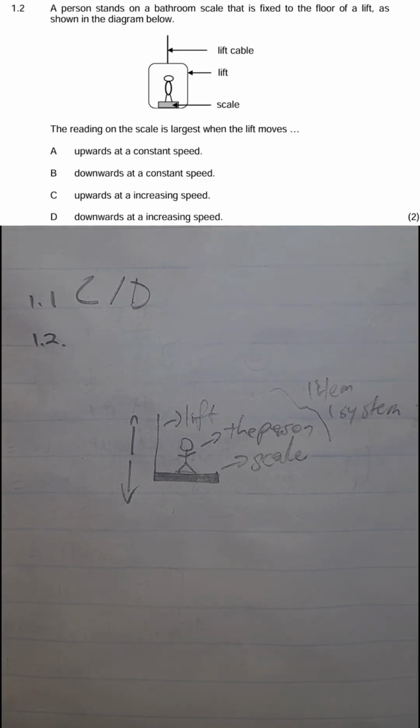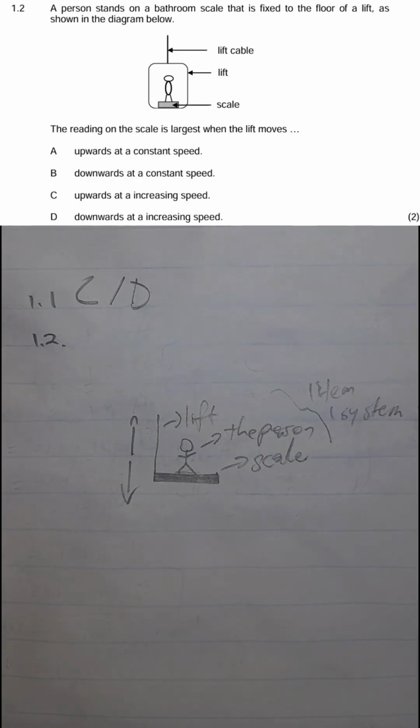So what else does the question say? They say the reading on the scale is largest when the lift moves. They want us to determine when the reading on the scale is going to be the largest. So is it when it is going up at a constant speed, when it is going down at a constant speed, when it's going up at an increasing speed, or when it's going down at an increasing speed?